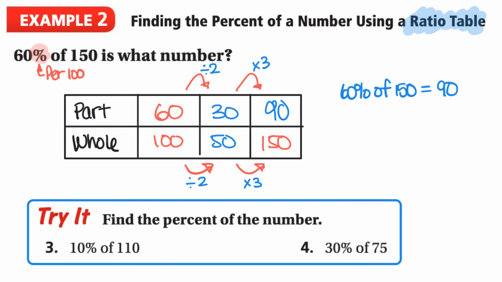So here are two more try it questions for us to work on. Let's try to figure out what 10% is of 110, and let's work out what 30% is of 75. And for both of these questions, let's try to use a ratio table to solve these.